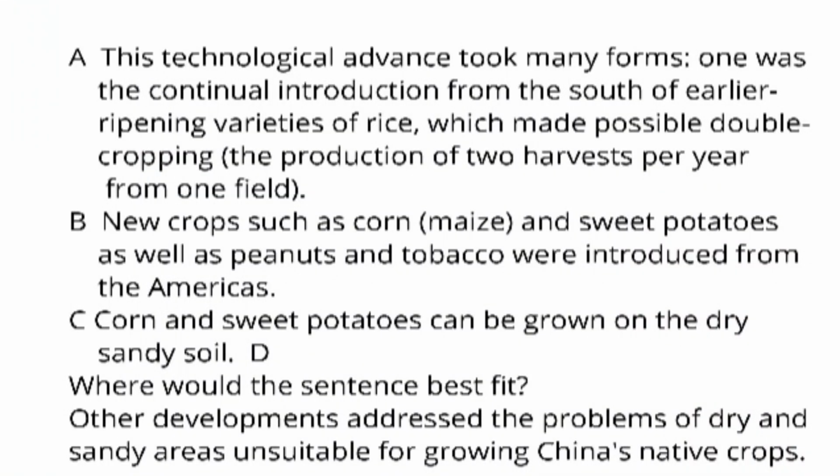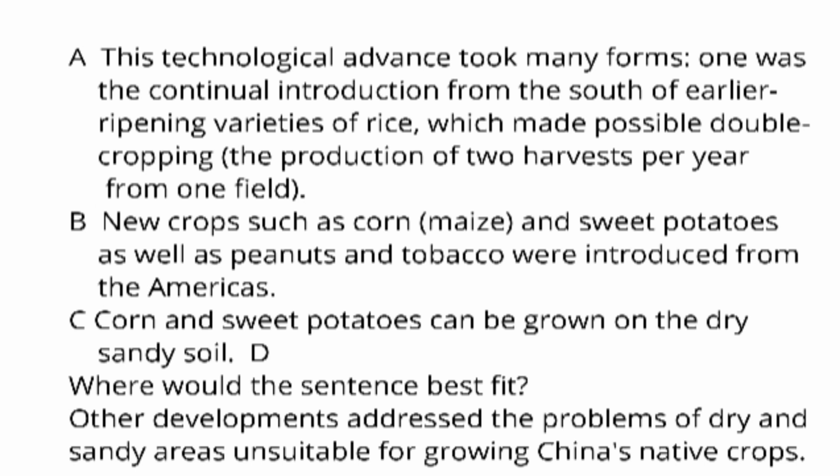This technological advance took many forms. A. One was the continual introduction from the south of earlier ripening varieties of rice, which made possible double cropping, the production of 2 harvests per year from one field. B. New crops such as corn, maize, and sweet potatoes, as well as peanuts and tobacco, were introduced from the Americas. C. Corn and sweet potatoes can be grown on the dry sandy soil. D. Where would the sentence best fit?